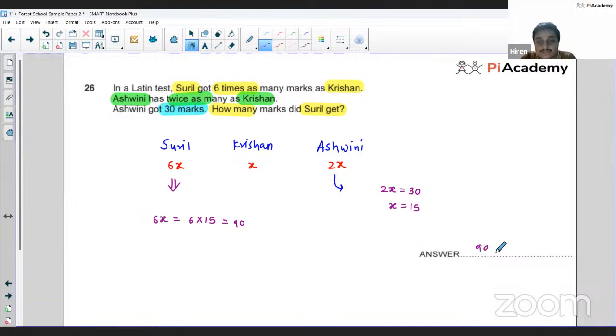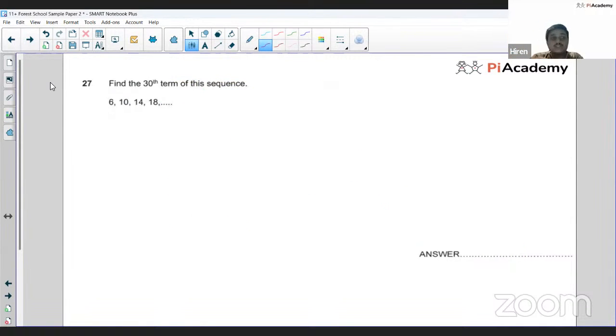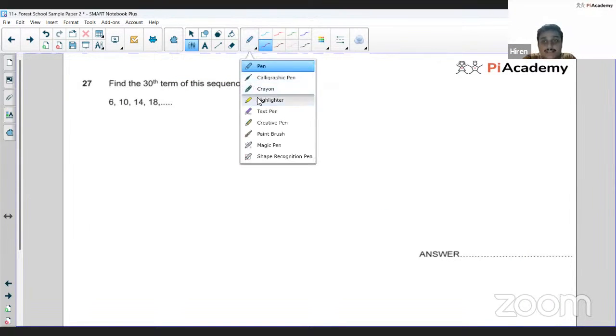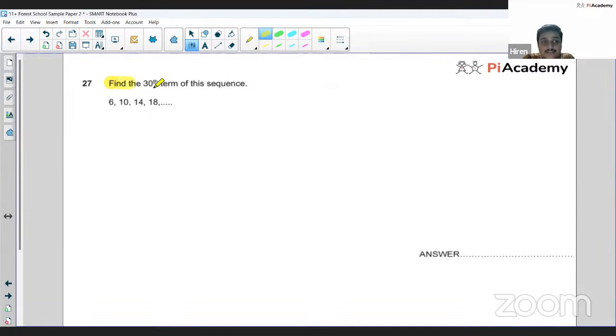Yes, everyone? So if you are getting 90 marks, then you are doing good. Very good. Let's move on to the next question. Question number 27. Find the 30th term of the sequence. Okay, everyone. So those who were asking me to add a tricky question, here you go. We are looking for the 30th term of the sequence, okay? And you have four numbers available to you. The first number is 6, then you have 10, then 14, and then 18.